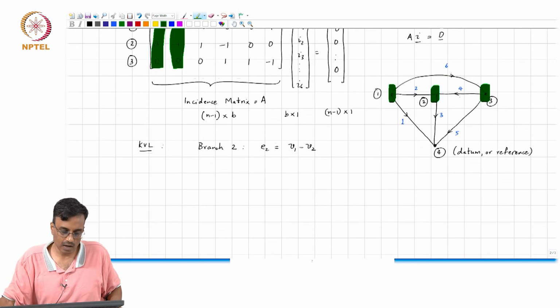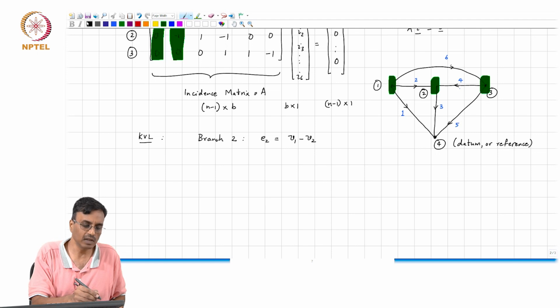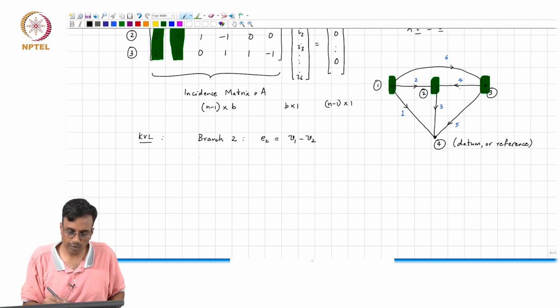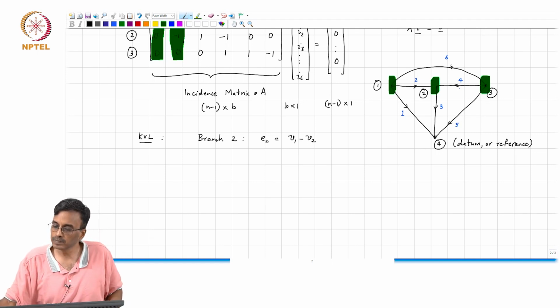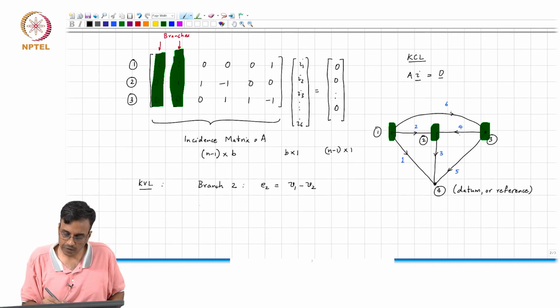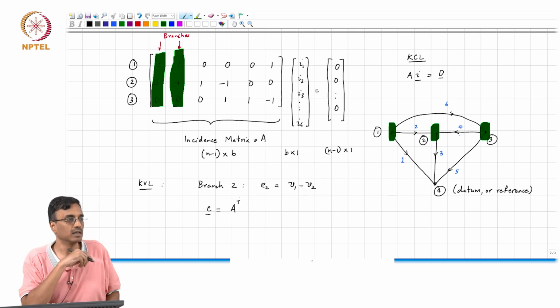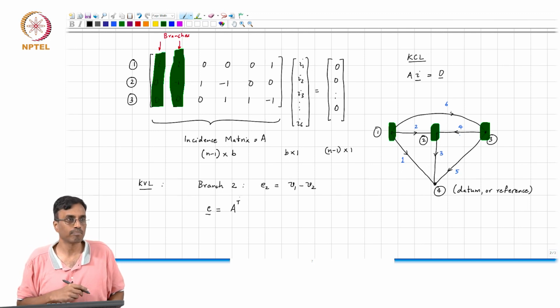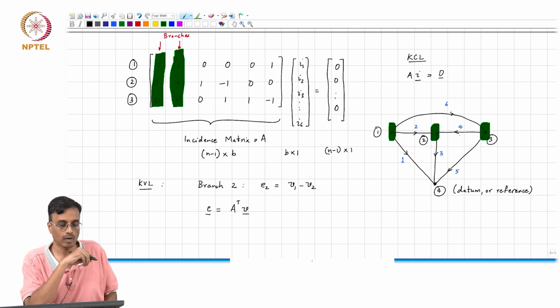So, you can see that the branch potentials in terms of the node potentials are simply given by A transpose. So, the branch potential vector E is simply the transpose of the incidence matrix multiplied by what? The node potential vector, all right.